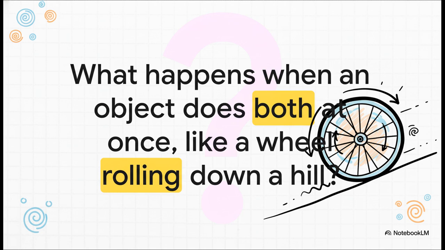So, we've built up this whole toolbox for understanding things that only spin. But what about things in the real world that do both at once? Think about a wheel rolling down a hill. It's moving forward, that's translation, and it's spinning, that's rotation. So how do we combine everything we've learned to describe that kind of motion? Well, that's where the next chapter of physics really begins.